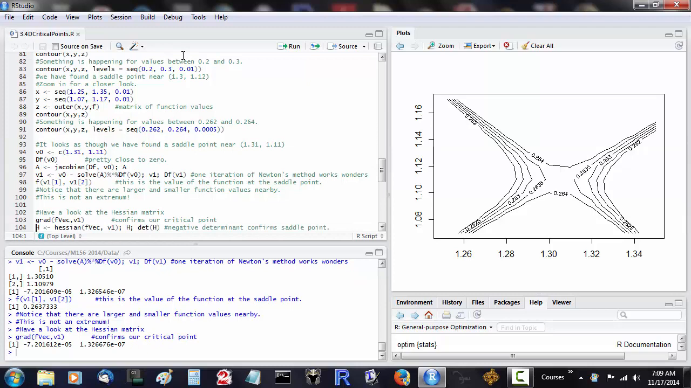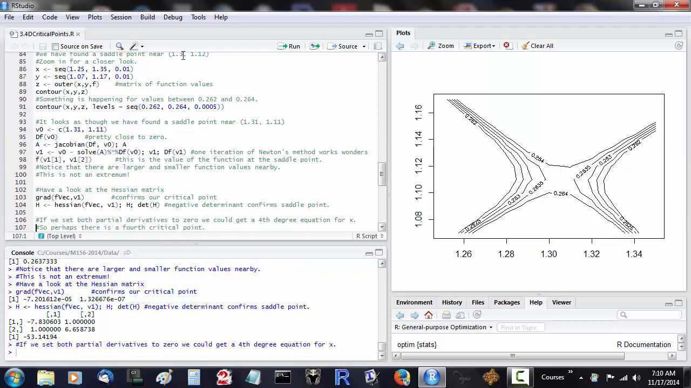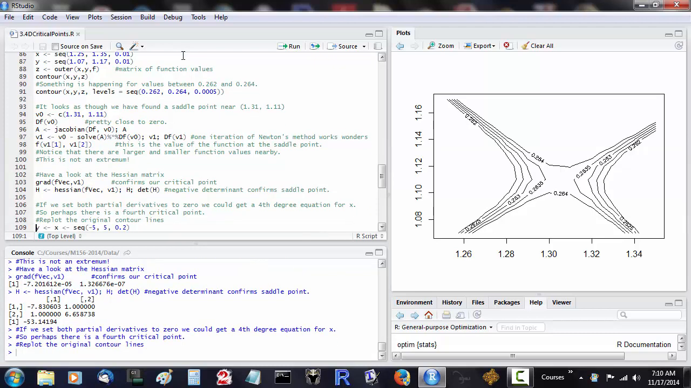First, we just check that the partial derivatives are 0. Then we compute the Hessian matrix, and in this case, the determinant is negative. If you get a negative determinant, you know you've got a saddle point. When I looked at the original equations for the partial derivatives, they were quadratic in one of the variables, and I realized I could actually eliminate either x or y and get a fourth degree equation for the other. So if we had a fourth degree equation for x, we've already found 3 values of x that lead to critical points. There's probably a fourth critical point.